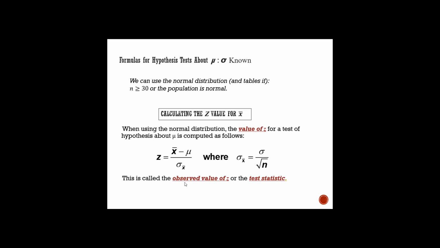So this we call the observed value of z. They call it the test statistic quite often. This is the sample that we took, and what did we observe when we took that sample? We came up with a test statistic, and this is the one we're going to see where it falls on our curve that we've drawn, to see if it falls into a rejection region or not.